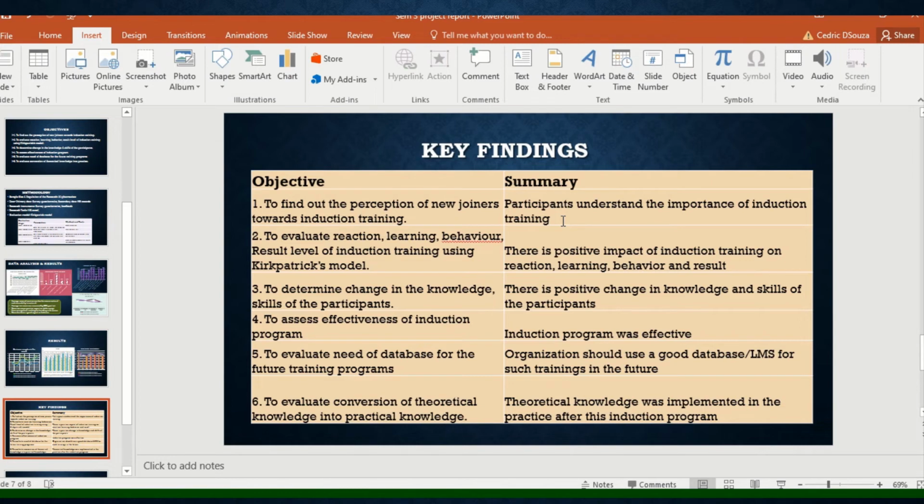To assess effectiveness of induction, we can say the training program was effective as per the reaction given by the participants. To evaluate the need of a database, yes, we realized that we need a good database or LMS for future training, as participants could not evaluate their own situation, where they stand in terms of knowledge, so they need to reflect and understand where they went wrong. So continuous evaluation, feedback and improvement is needed, and for that there should be a good system for these participants. To evaluate the conversion of theoretical knowledge into practice, as per the feedback and assessment, we realized that yes, there has been some implementation of theoretical knowledge into practice.